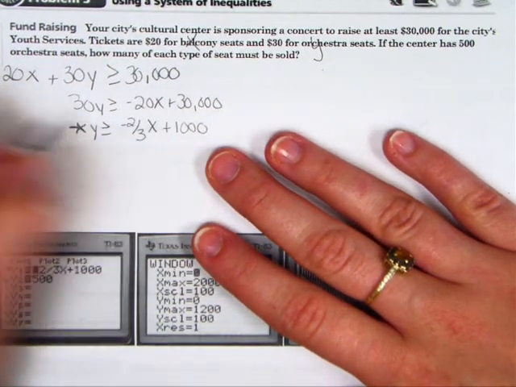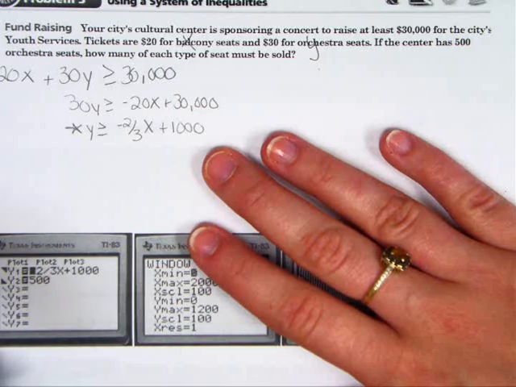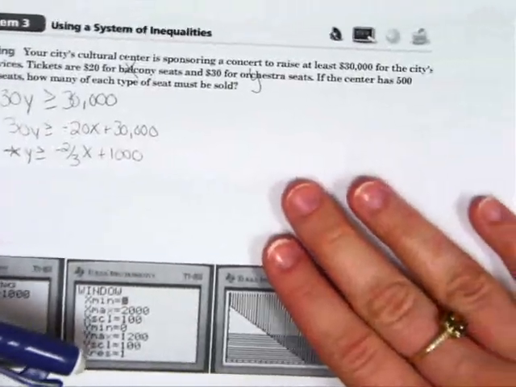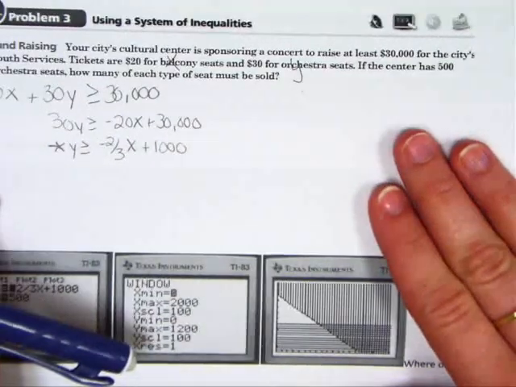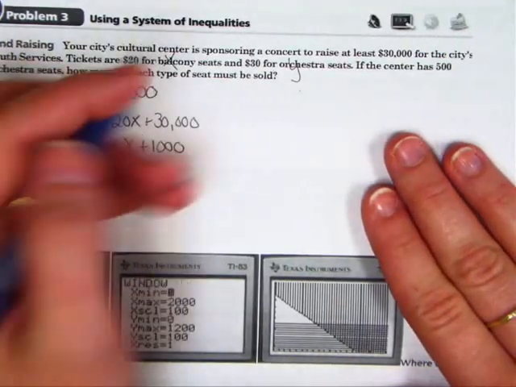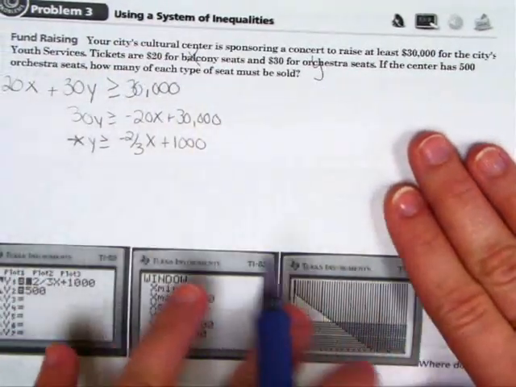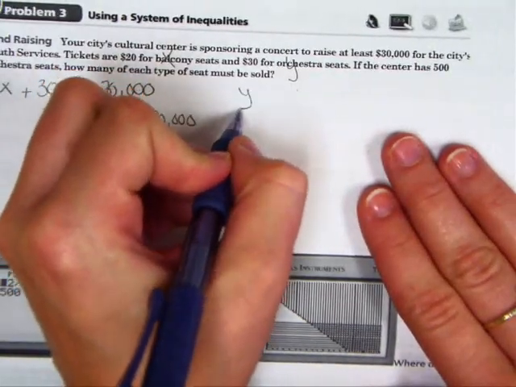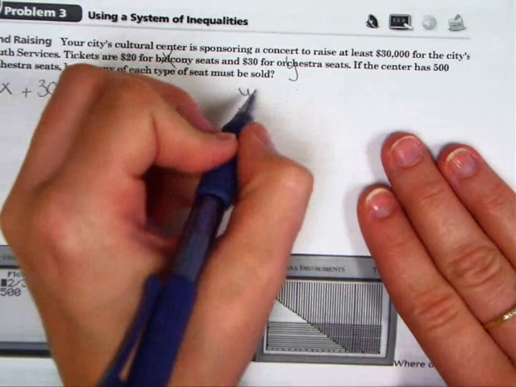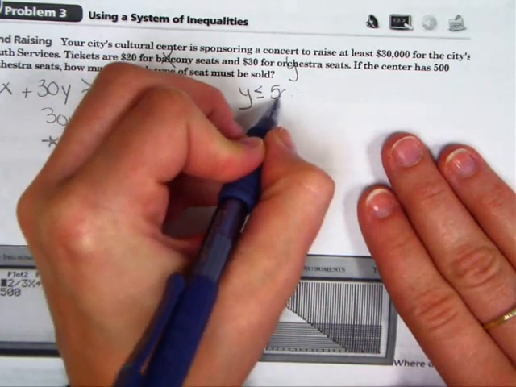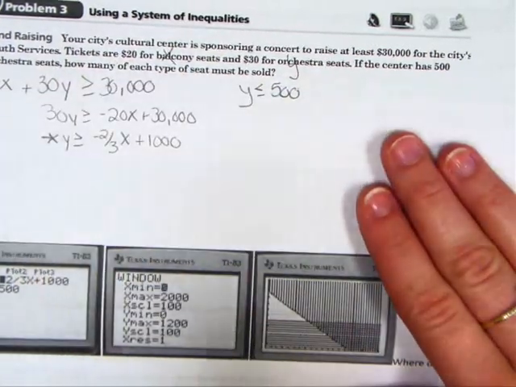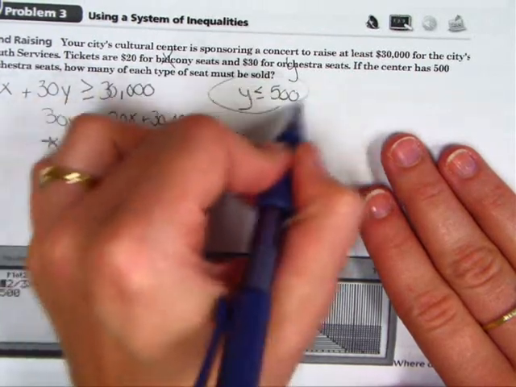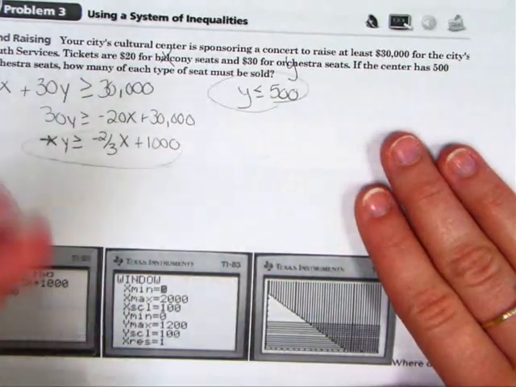Alright, so we have our first limitation, and that limitation is the fact that it has to be greater than or equal to, because we want to make that much money or more. The other limitation that they told us about is that there's only 500 orchestra seats. So orchestra was Y, and we can't sell any more than 500. So we're going to say Y is less than or equal to 500. Both of these are ready to be graphed. We've dealt with all the restrictions.